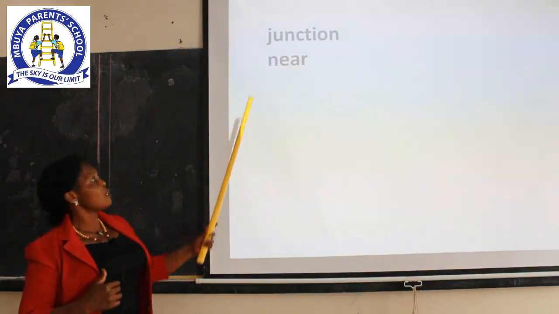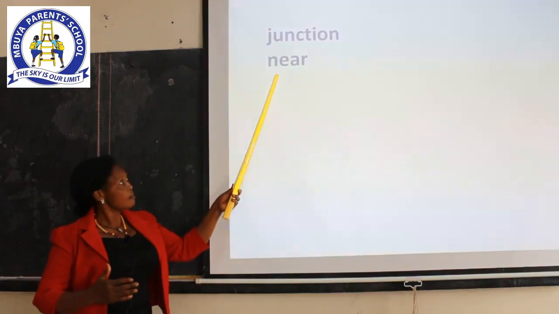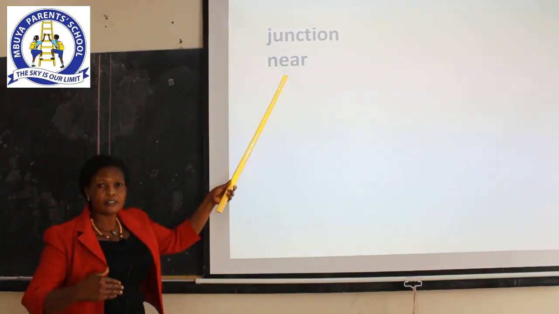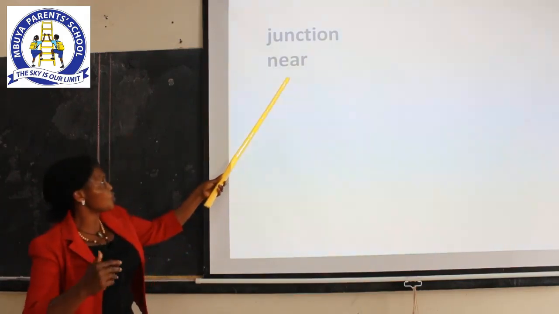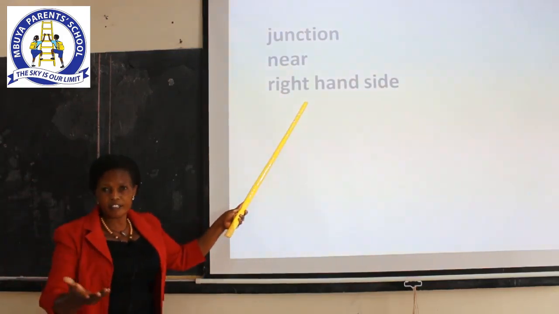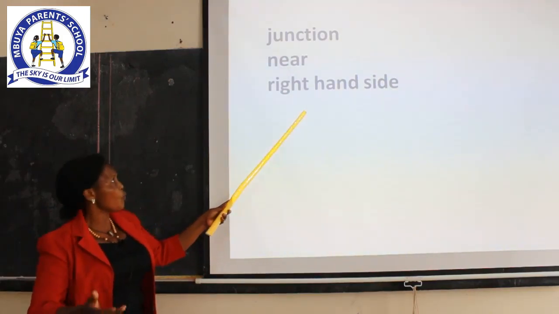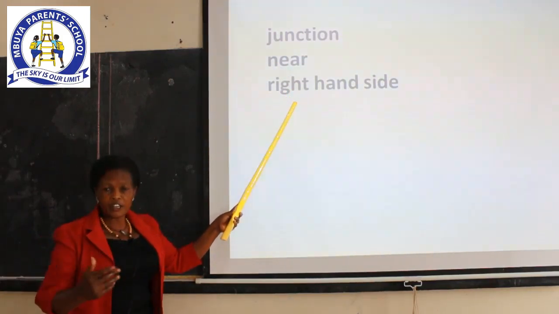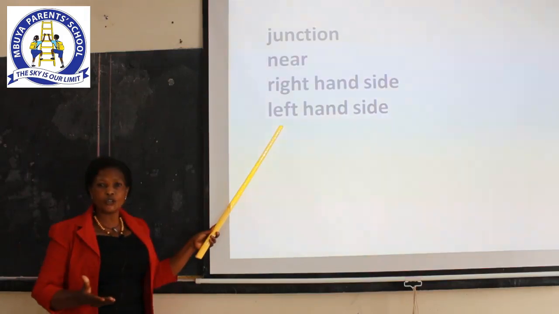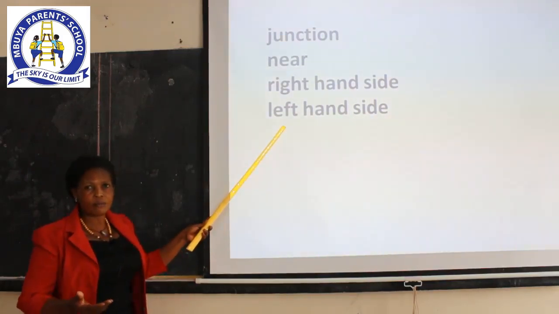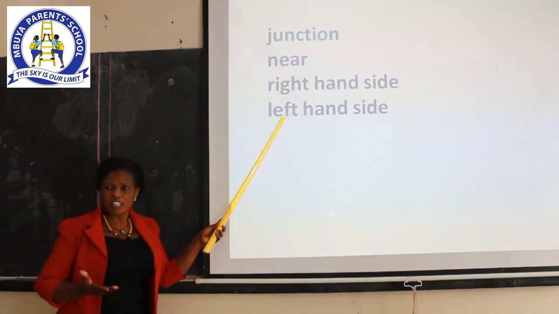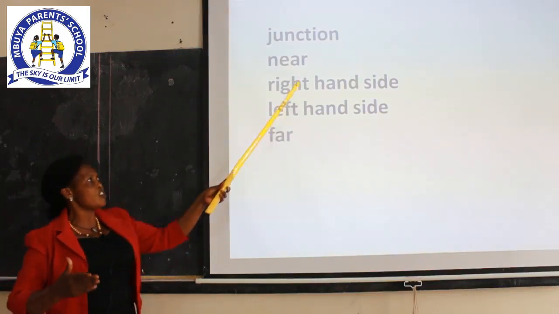Another word we may use is, I expect you to observe the word properly. The word is near. Near. Good. Apart from this, we also have a word like right-hand side. We can use this kind of words to direct our friends to places that they have never been before. Another word we can use is left-hand side. The opposite of right-hand side is left-hand side. And the opposite of left-hand side is right-hand side.